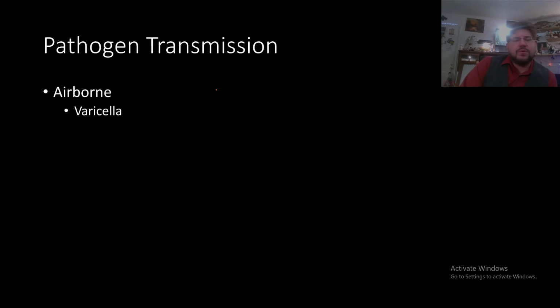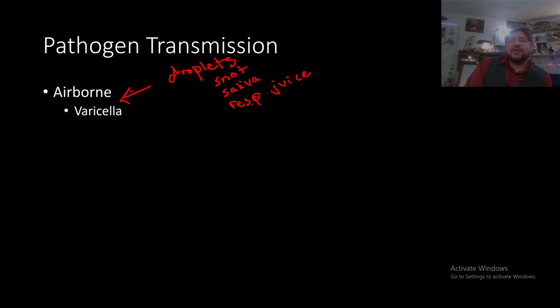So we'll talk about a few examples, right? So airborne pathogen transmission. What does it mean to be airborne? Well, there's two components to airborne transmission. One, you have droplets. This is what comes from the infected person, like bits of snot droplets or saliva droplets or respiratory juice, some kind of liquid droplet containing the viruses.